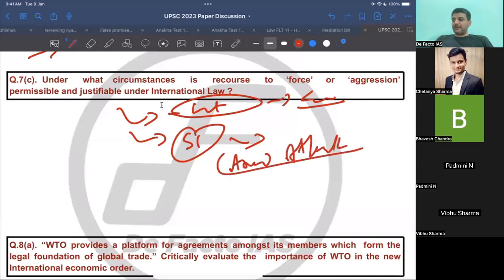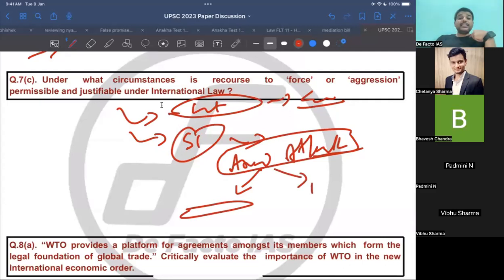Okay, in the case of armed attack. Now, what is the meaning of armed attack? There are 2 categories of jurists. One category of jurists says it has to be an actual armed attack. ठीक है. Second category of jurists says that no, it can be a perceived armed attack also, meaning you have a preemptive self-defense also. ये बात समझ में आई?